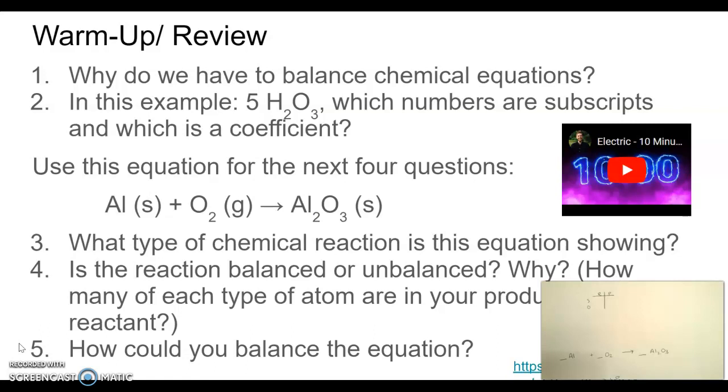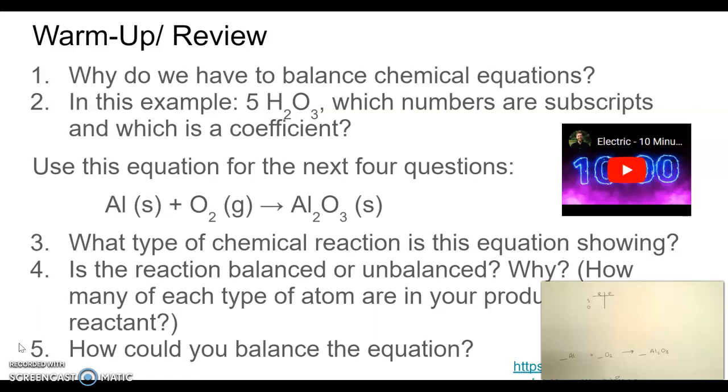Number two, in this example, 5 is the coefficient. That 5 is telling us that we have 5 of the molecule. In this case, the molecule is made up of 2 hydrogens connected to 3 oxygens. Those are subscripts. Subscripts tell us how many of each type. Coefficients tell us how many of that group, how many of that molecule.